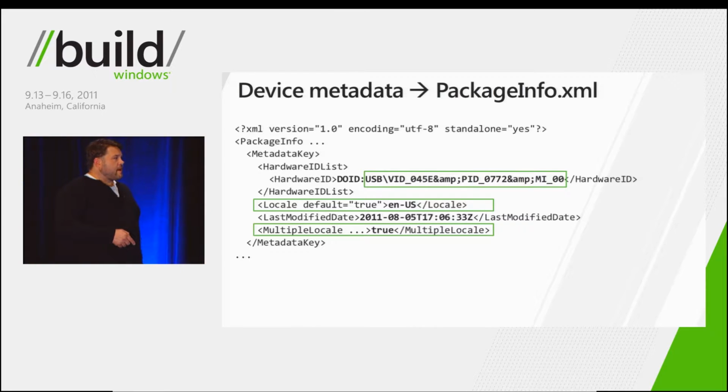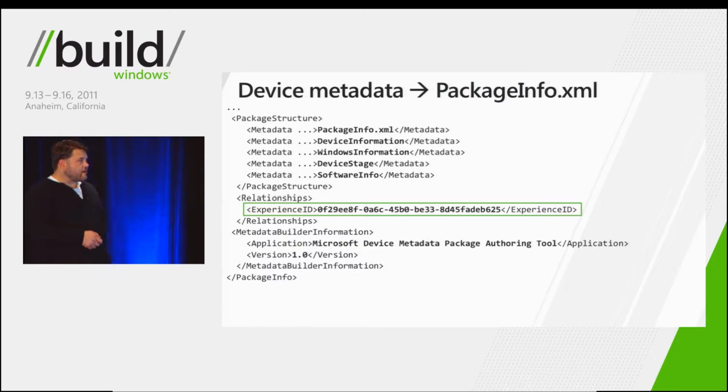One of the files, as I mentioned earlier, in the device metadata package is the package info XML. There we can see that same VID/PID that was presented, the device ID, in that INF. It's the same value. Here you can see that while this package will work in English as a baseline on down-level systems, on Windows 8 it has that new multi-locale support. And so it's fully localized for all languages for Windows 8.